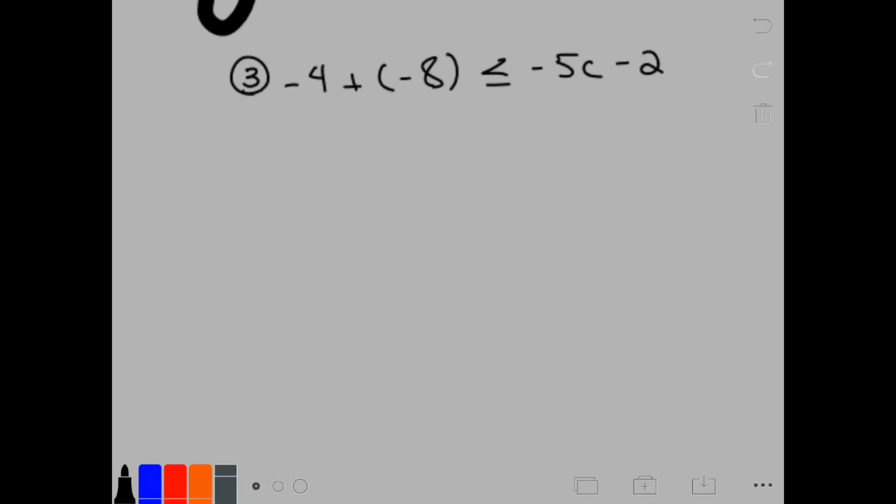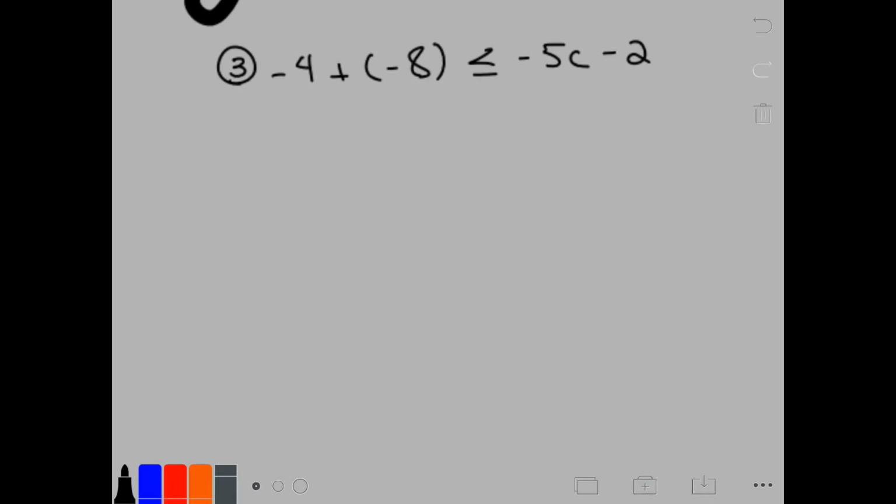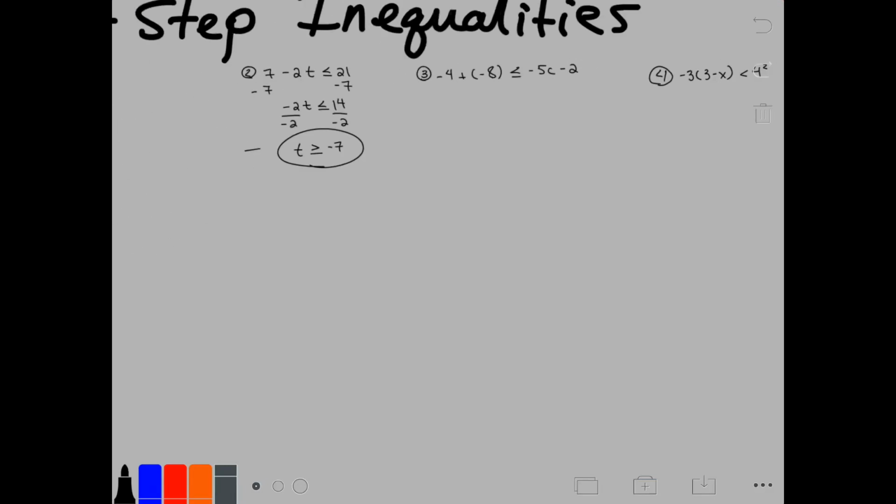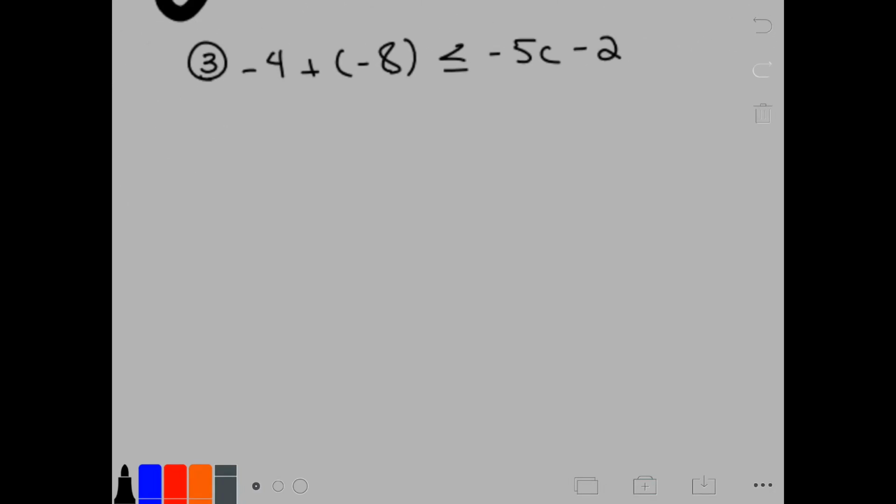Number 3. So we have negative 4 plus a negative 8 less than or equal to negative 5c minus 2. So we're going to have to simplify before we solve these inequalities. I'm going to look to combine like terms on both sides. So I have a negative 4 plus a negative 8. That's going to give me negative 12 on the left-hand side, less than or equal to negative 5c minus 2. Those are not like terms, so I cannot combine those.